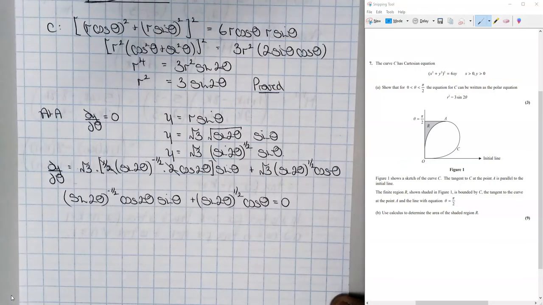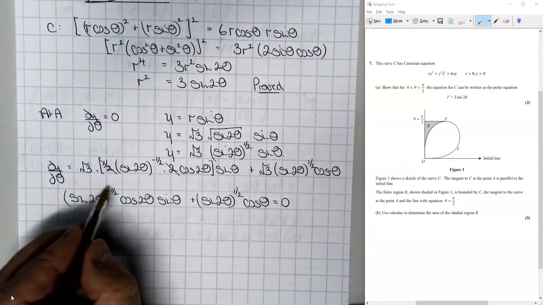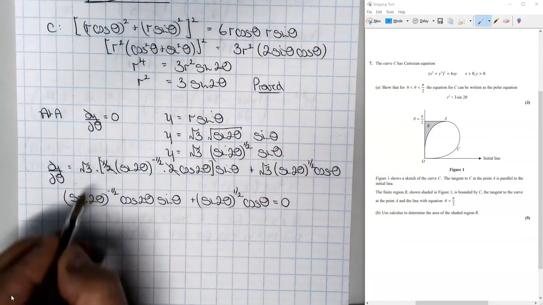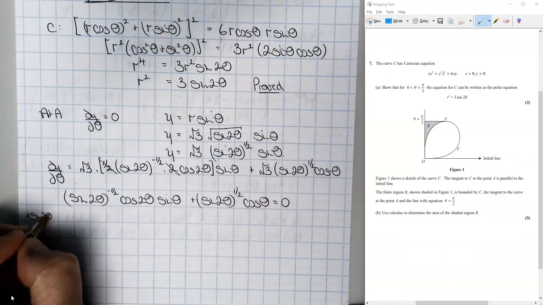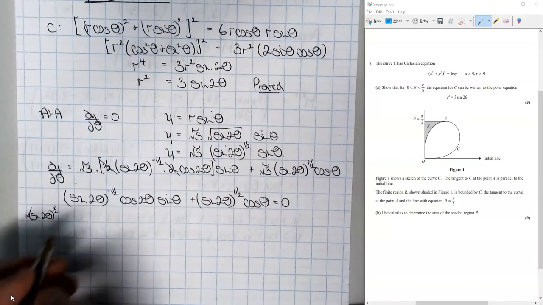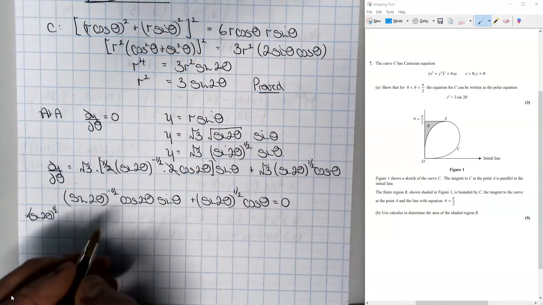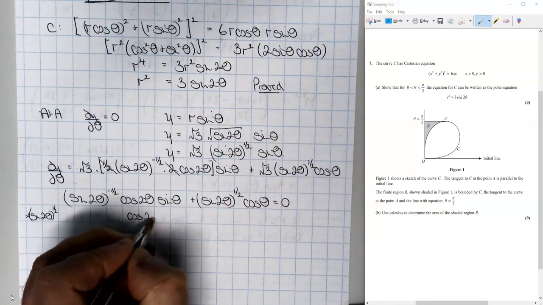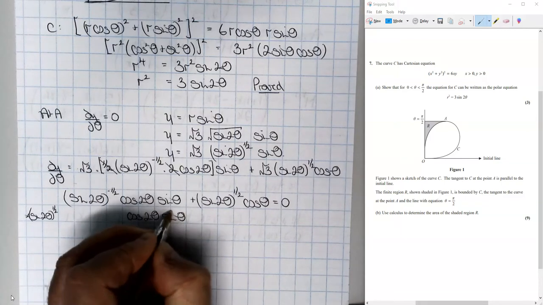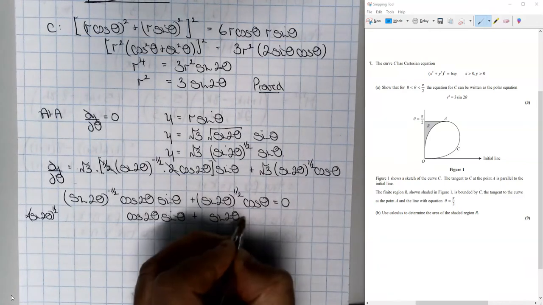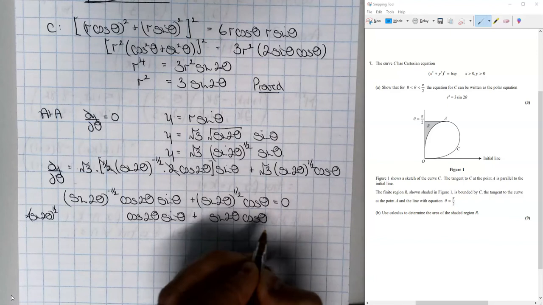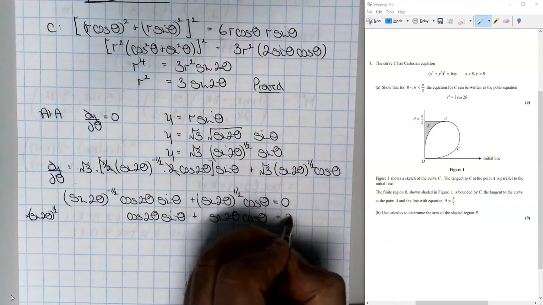Now I'm going to multiply everything by sine 2 theta to the half, in order to get rid of this. Remember, this is at the bottom of the fraction. So this becomes 1. So I get cos 2 theta sine theta plus sine 2 theta cos theta equals 0.